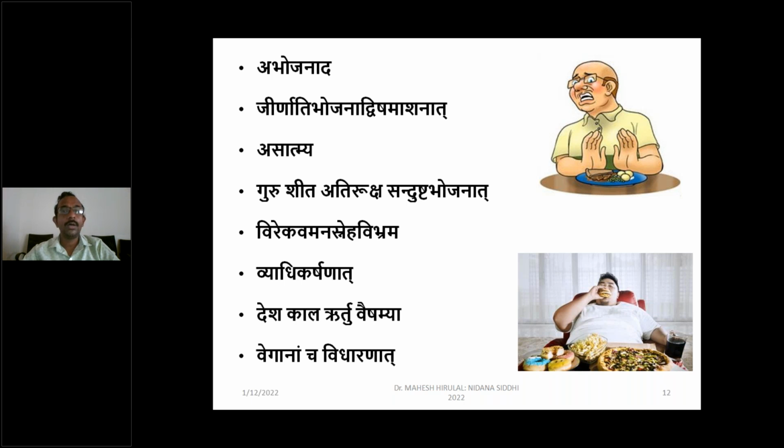So in the Agni dushti, abhojanat, if the person is not taking enough food, it may lead to the Agni dushti and the Annavaha srotho dushti. Ajirna, ati abhojana, vishamashanat, excessive eating. A person who is excessively eating, then also it will influence the Annavaha srotas. Asatmya, guru, shita, atiruksha, atisandushta bhojanat. Then these types of food habits are most common in the contemporary lifestyle.